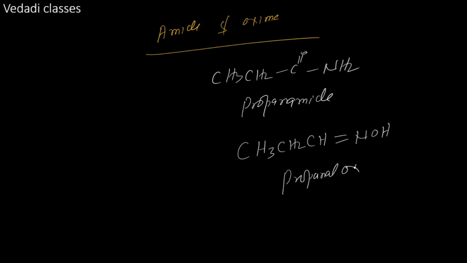Now in both the cases, when we check the molecular formula, how many carbon? 3 carbon is over here. Hydrogen is 7 hydrogen, and 1 nitrogen and 1 oxygen. In both cases 3 carbon, 7 hydrogen, 1 nitrogen, 1 oxygen. So these are also the functional isomerism.